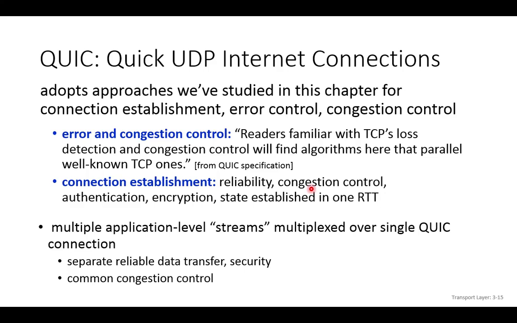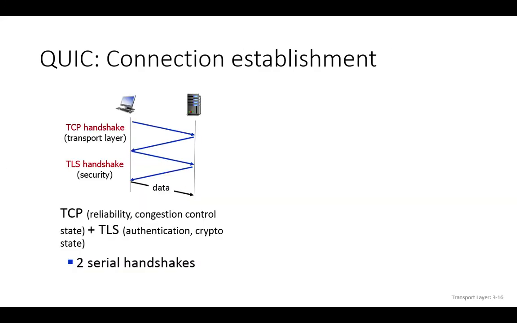Another advantage is that multiple application-level streams can be multiplexed over a single QUIC connection. This is the advantage of HTTP 3, and we have already discussed it. Basically, the existing approach separates reliable data transfer from security. So let's see it.